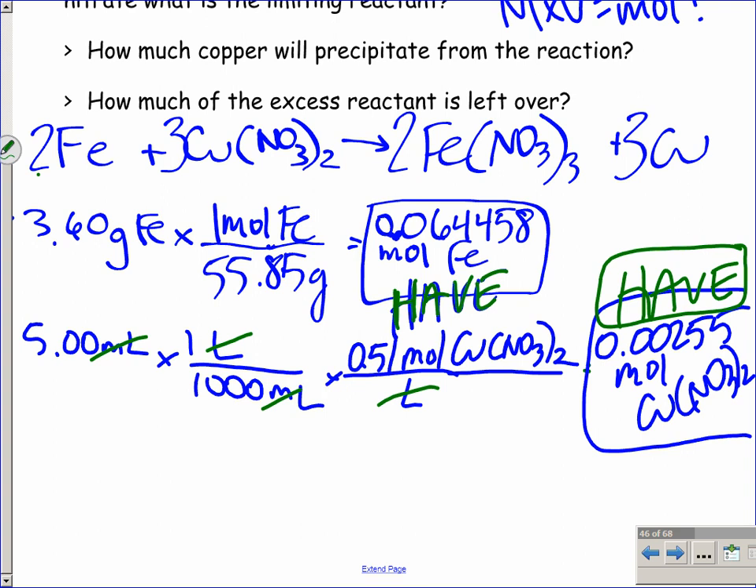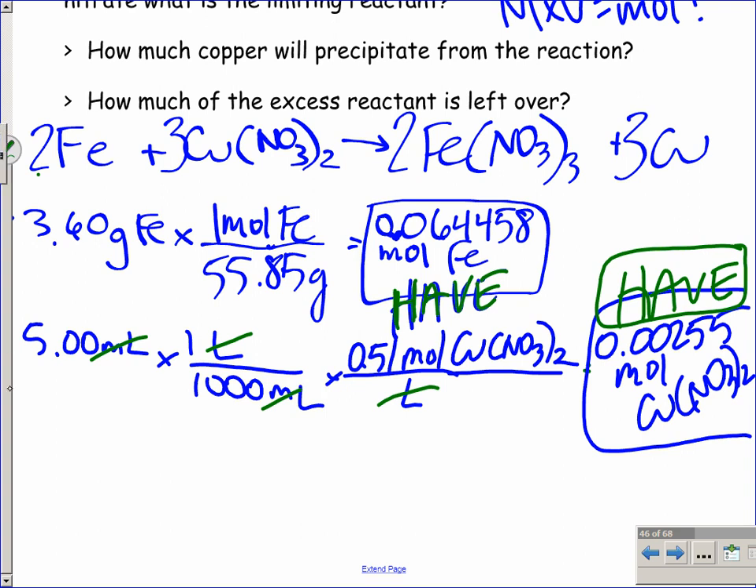What do you notice? I have more iron than I have copper 2 nitrate, right? Now, it's not just because I have more of it that I'm going to run out of the other one. It's because of the ratio that I decided I needed more copper 2 nitrate, because the ratio said so. So I can already tell you this is going to run out, because 0.00255 versus that, heck yeah, that's going to run out first. So who should be my limiting reagent? Copper 2 nitrate. But then we have to make sure we're sure.